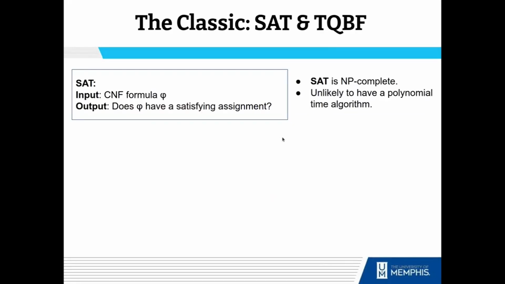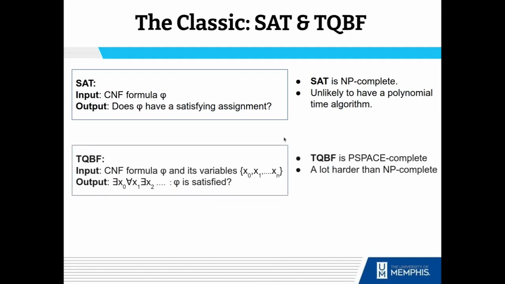Before going to the main problem, I would like to introduce two classic problems. One is SAT. SAT stands for satisfiability. The input is a CNF formula phi and the output is: does phi have a satisfying assignment or not. This problem is an NP-complete problem. In fact, this is the first NP-complete problem, back in the 70s. It is very unlikely to have a polynomial time algorithm for this problem.